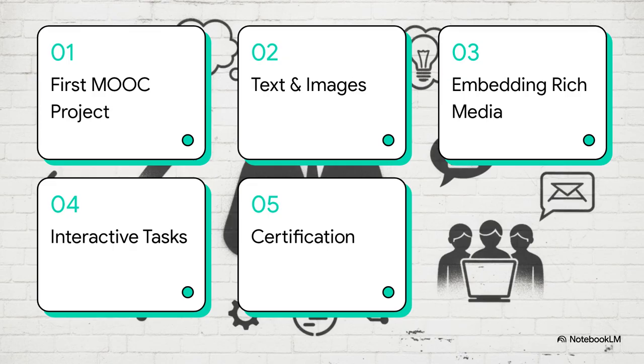So here's our game plan. We're going to walk through this whole creative journey in 5 clear steps. We'll start your first project, then add text and images, embed some cool media, create interactive tasks, and finally, we'll talk about getting your course certified. Sound good? Let's get started.